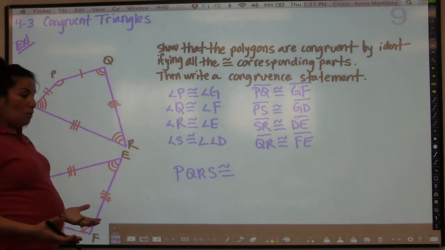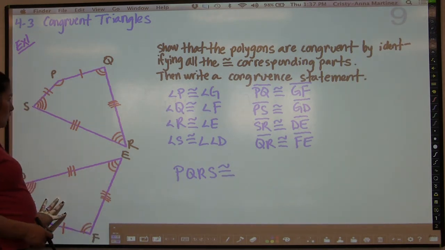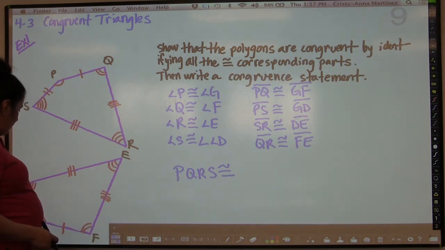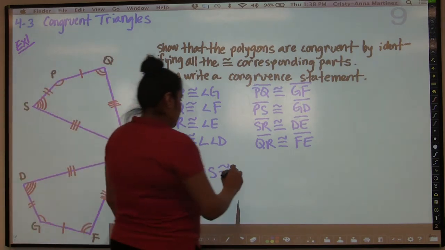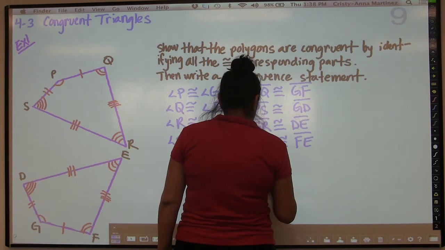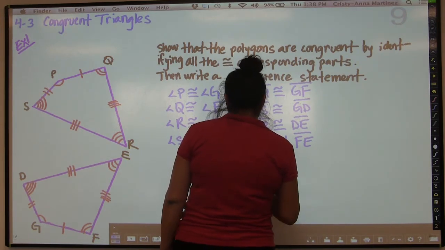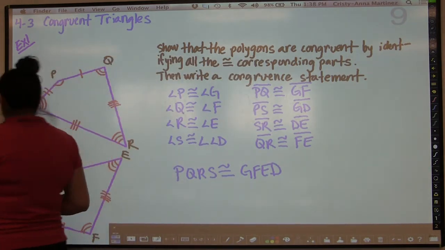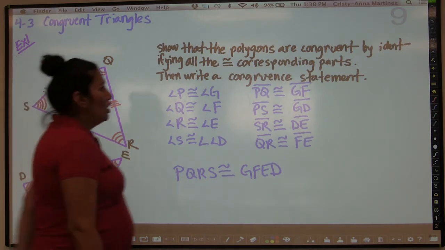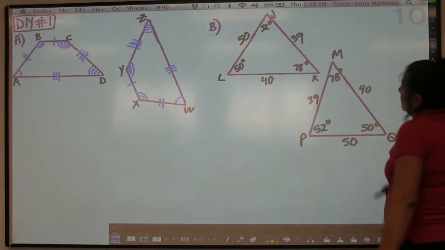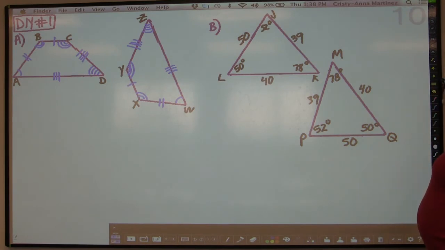So I have to go in that same order when I go down here. So the single arc is right here, G, F, E, D. And there you go. That is how you write the congruent statement and all the identifying parts. So now you're going to do the same thing for these two figures, and then we'll move on to the next example.